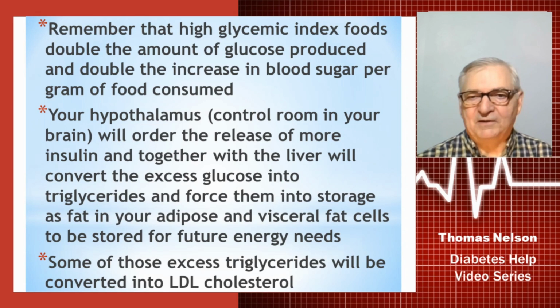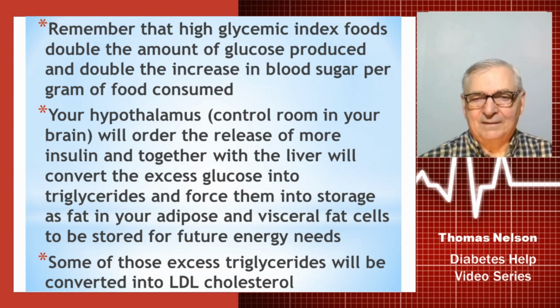Your hypothalamus, the little control room in your brain, is going to order the release of more insulin together with the liver. The two of them will convert that excess glucose into triglycerides, force them into storage as fat in your adipose and visceral fat cells, and some of it is going to be used to produce additional LDL cholesterol. But the intent is to reserve it for future energy needs.